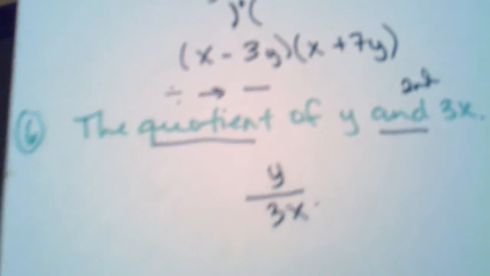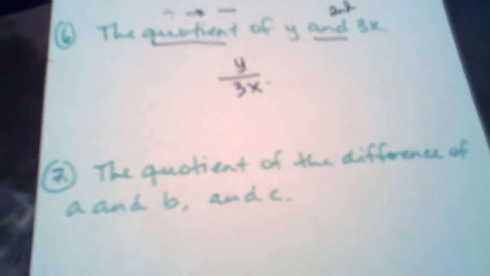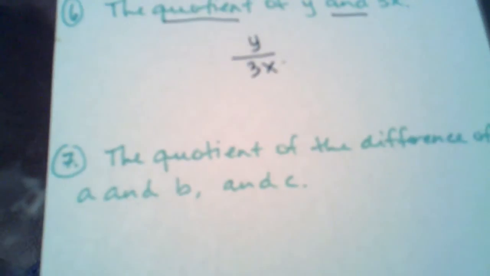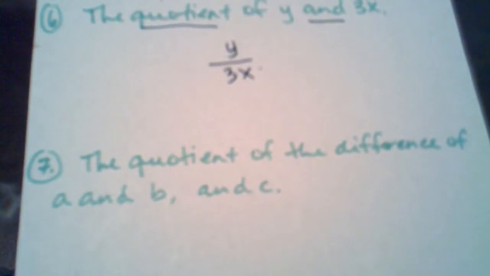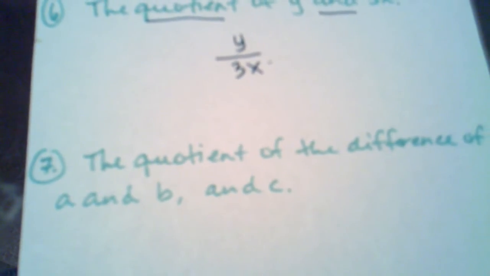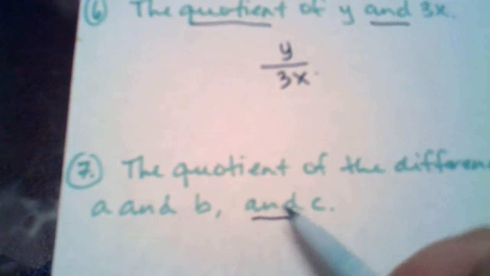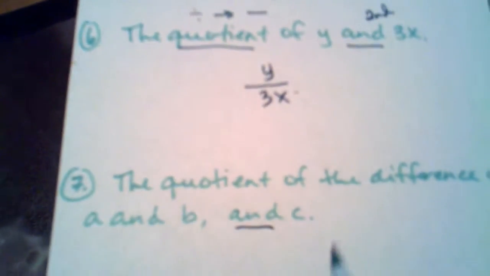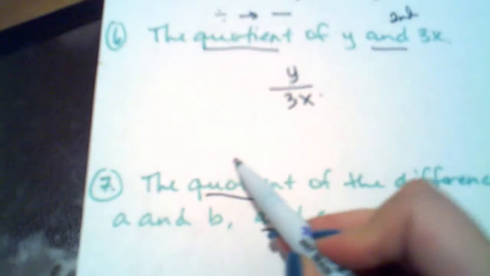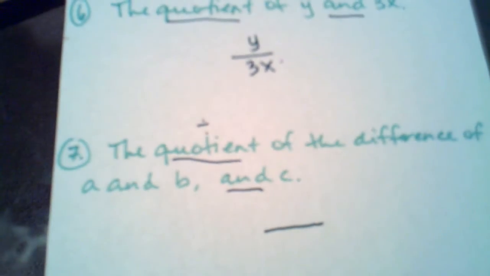Number 7, the quotient of the difference of a and b and c. Now remember in the recording when I read this, I read the quotient of the difference of a and b and c. I paused. The reason for the pausing here is that word and meaning that's going to be a second item. So let's go back to the beginning. Read here, we have quotient. Quotient again meaning that we're going to divide something.